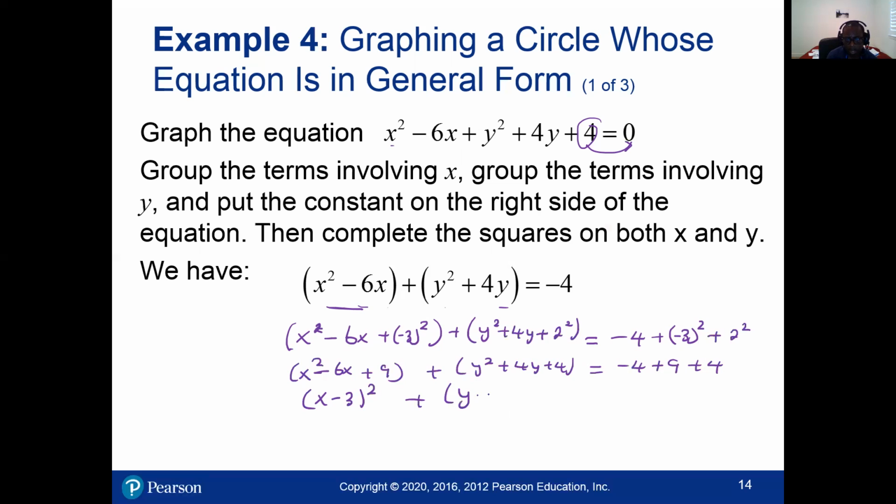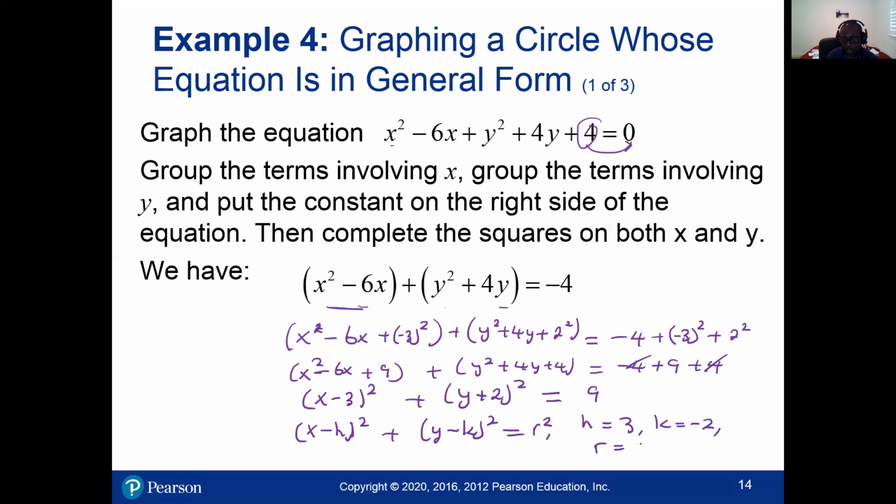And then that is y plus 2 all squared is equal to 9, because negative 4 and 4 cancel out. So now look at it. I have it in the form x minus 3 all squared, then plus y plus 2 all squared. Now, if we compare this to the standard form, which is x minus h all squared plus y minus k all squared is equal to r squared, in this case your h is equal to 3. Your k is equal to negative 2.